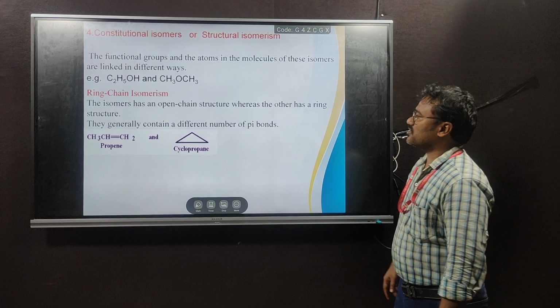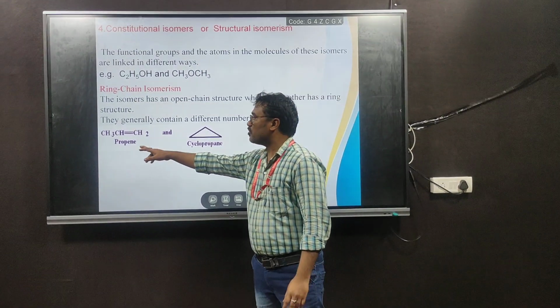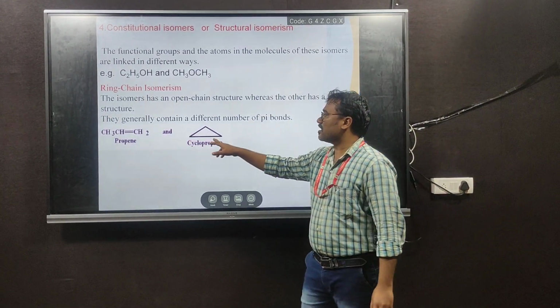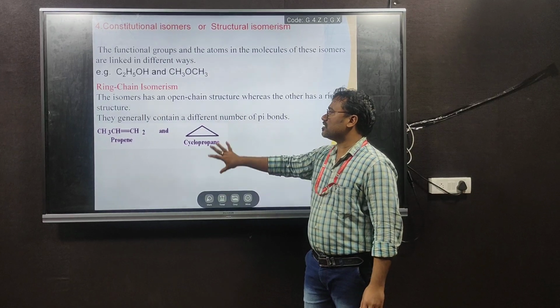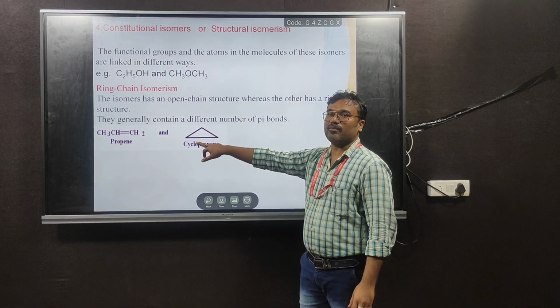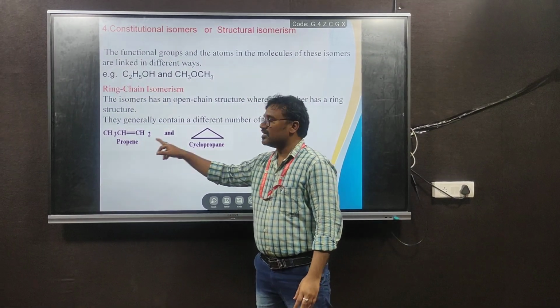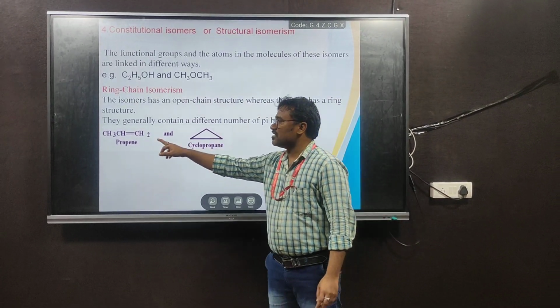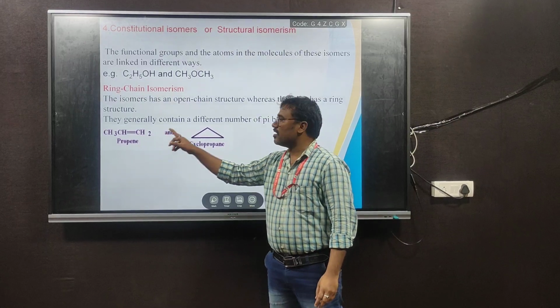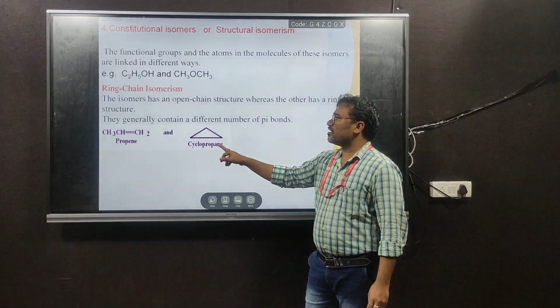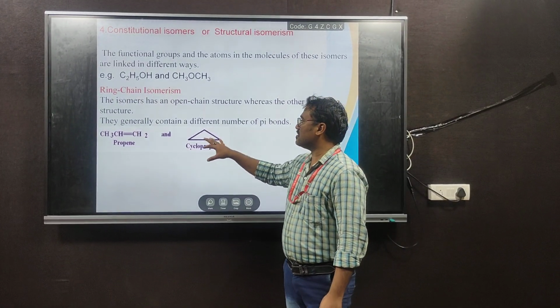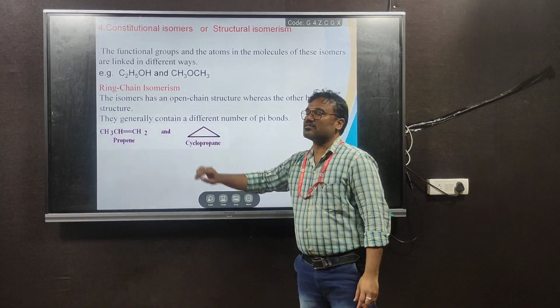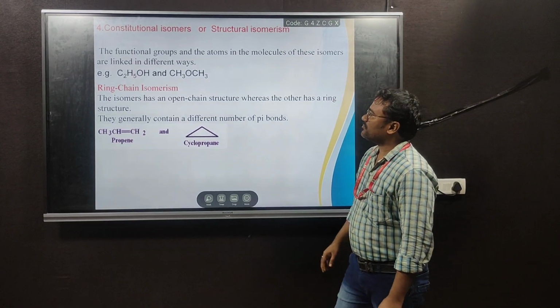Next one is ring chain isomerism. You see the ring chain isomerism. Propene, here the propene structure, converts into cyclopropane. So that is the ring chain. This is in the form of chain. This is acyclic, this is cyclic. So acyclic form converts into cyclic form. This also has the same molecular formula but differs in structure. That is, this is cyclic structure and this is acyclic structure.